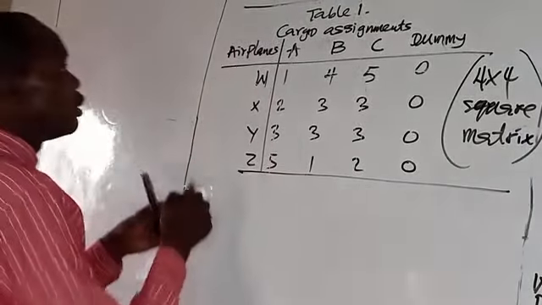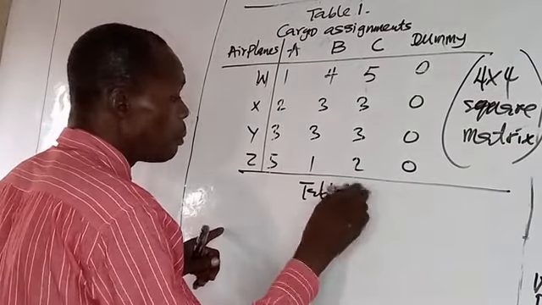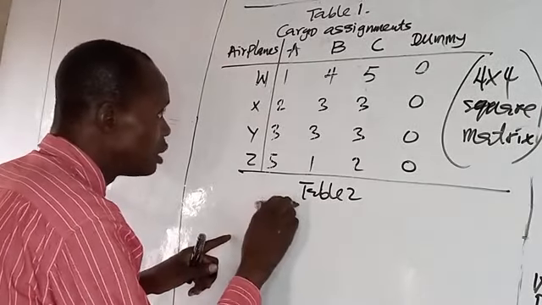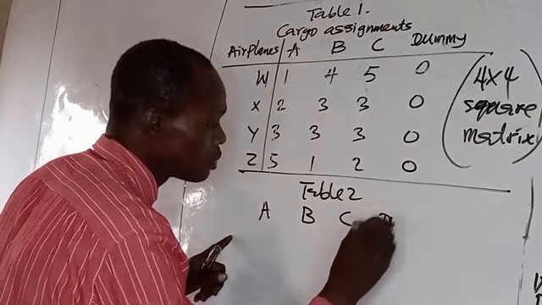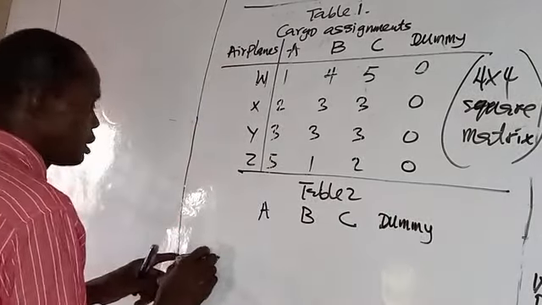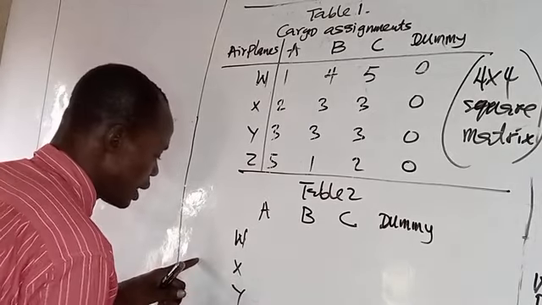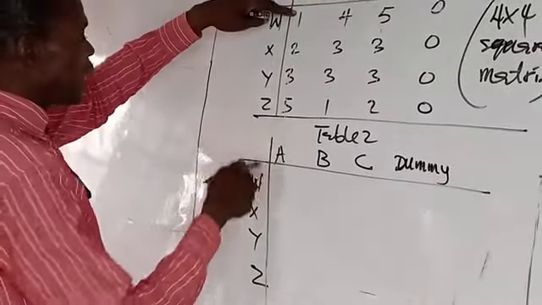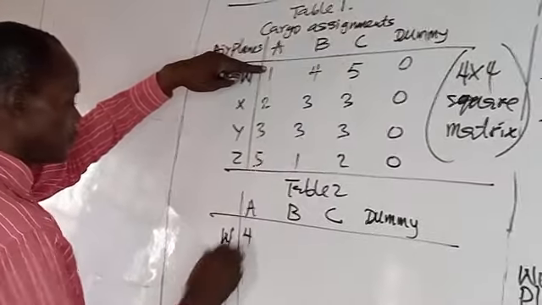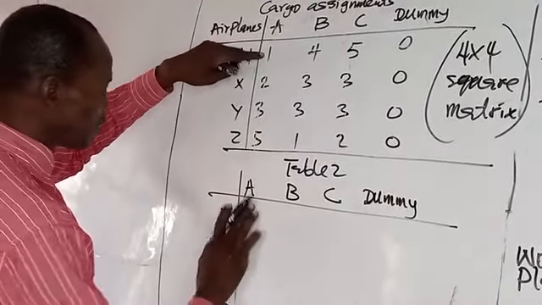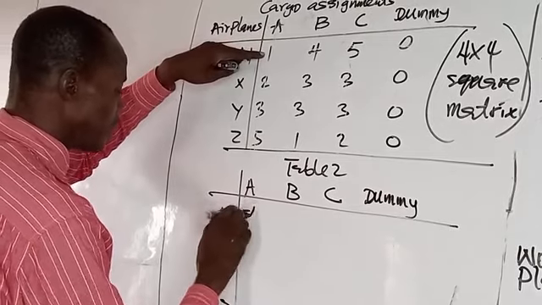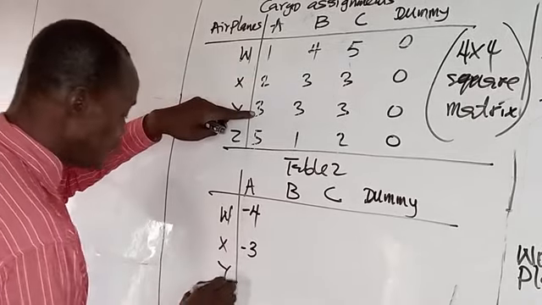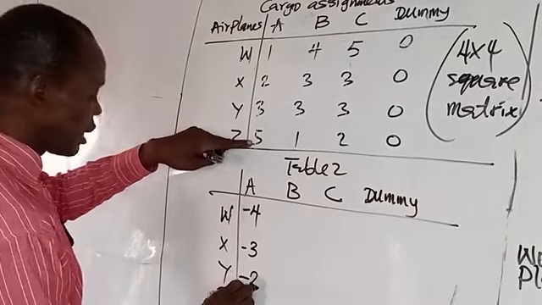Now, you want to reduce each column by the highest element in that column. The highest in this column is 5. Let's have A, B, C, dummy, then W, X, Y, Z. The highest is 5. 1 minus 5 will be minus 4. 1 minus 5, minus 4. 2 minus 5 will be minus 3. 3 minus 5 will be minus 2. 5 minus 5, then you have 0.